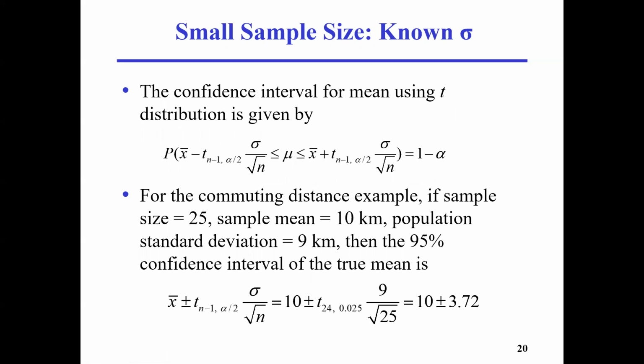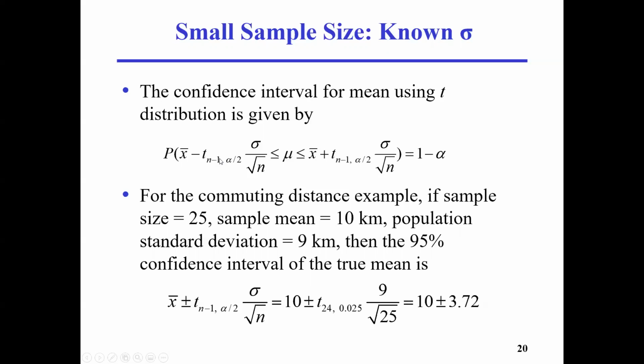So more examples here. So we have small sample size, which means we're going to use T distribution, and we have known standard deviation of the population. So we simply use sigma. So the confidence interval for mean using T distribution is given by this formula here. Okay, so if you compare this formula to the original formula for standard normal distribution, the only difference is that we do not have Z anymore. We have T here, right? Because we're using T distribution.